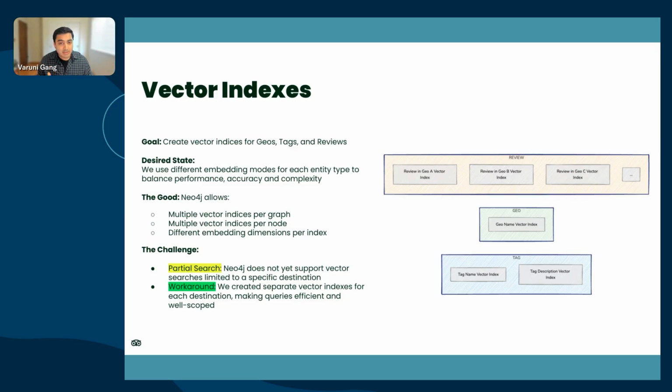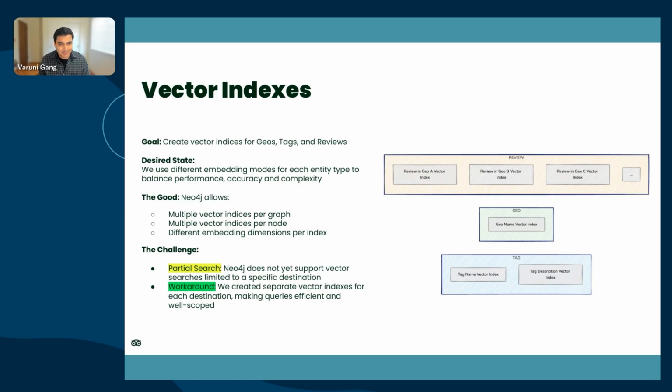We use different embedding models to balance accuracy and performance. So lighter models for short text names like geos and tag names, heavier models for long-form content like review sentences. And Neo4j gave us a lot of flexibility here. It allowed us to have multiple vector indexes per graph, so we can isolate different embedding types. We can also have multiple vector indexes per node, and even different embedding dimensions per index, which lets us fine-tune for quality and speed. That flexibility was crucial because it allowed us to mix representations within a single system.